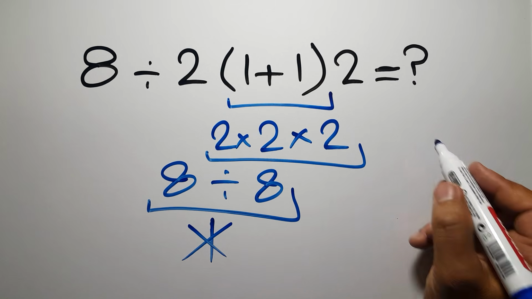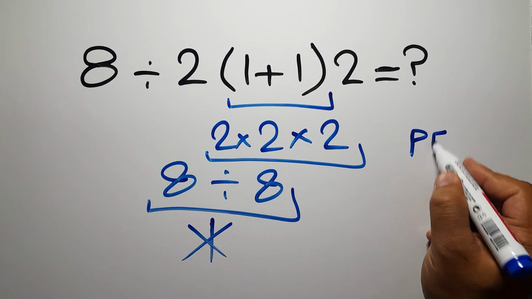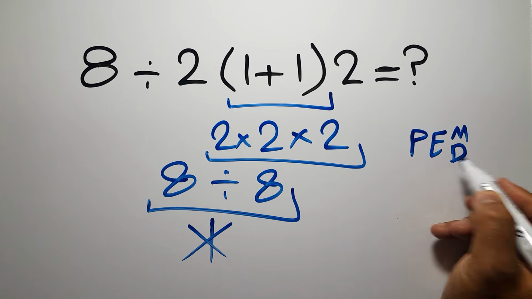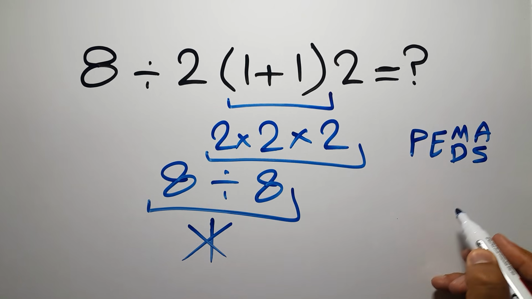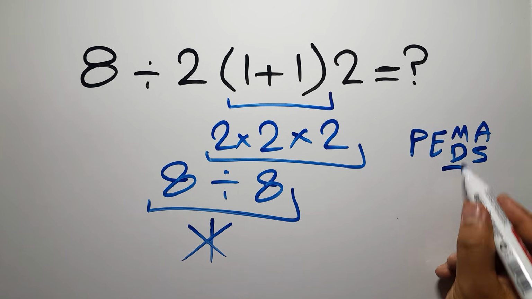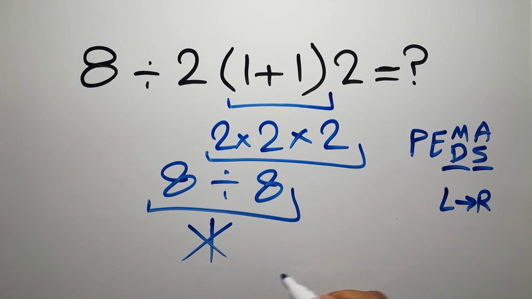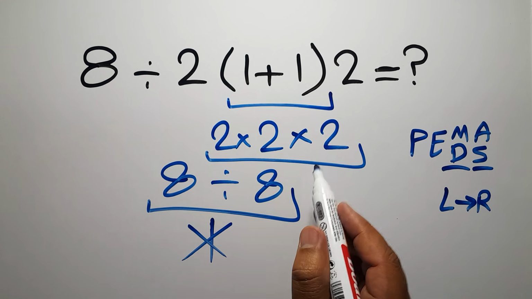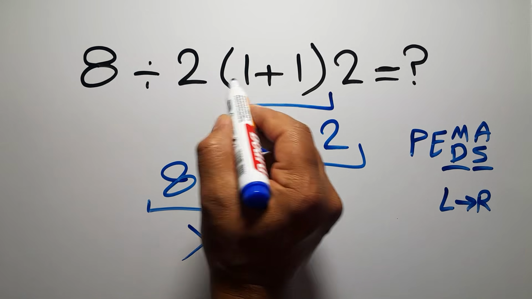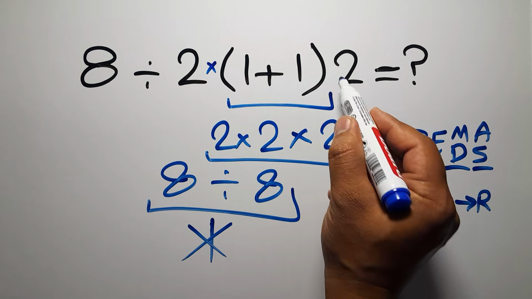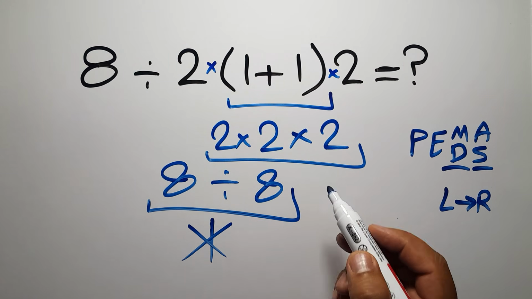Because according to the order of operations, first we have to do parentheses, then exponents, then multiplication or division, and finally addition or subtraction. Remember that multiplication and division have equal priority and we have to work from left to right, and the same applies to addition and subtraction. In this expression, we have one division, two multiplications, and this parentheses.